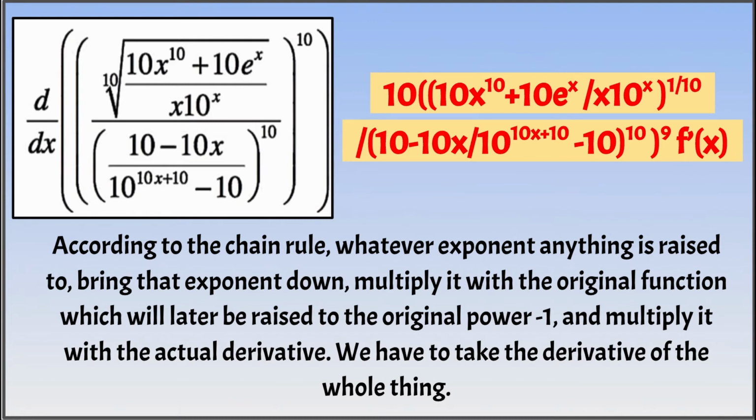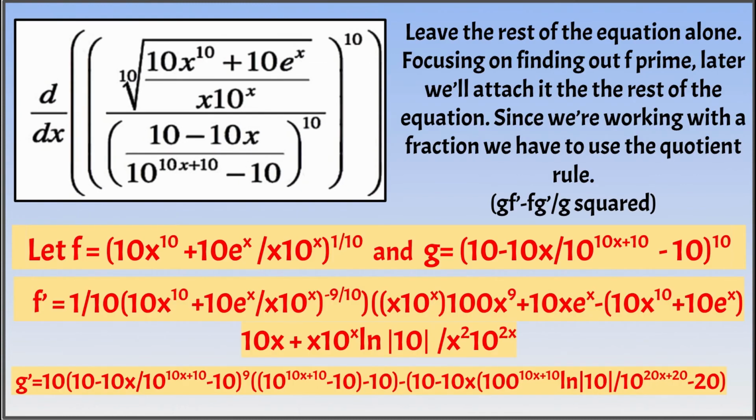So, that would turn out to be 10 times 10x to the 10th power plus 10e to the x over x 10 to the x power raised to the 1 over 10th power, all over 10 minus 10x over 10 raised to the 10x plus 10 minus 10 raised to the 9th power. Just to leave some space we're going to be leaving the rest of the equation alone, and just focusing on finding out f prime, and later we'll attach it to the rest of the equation.